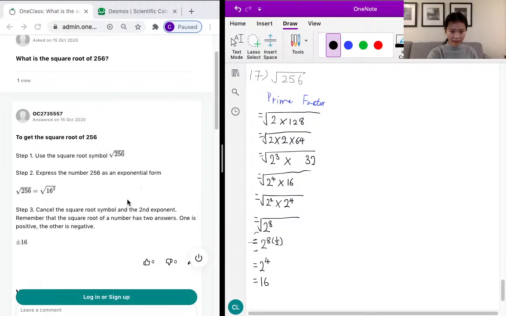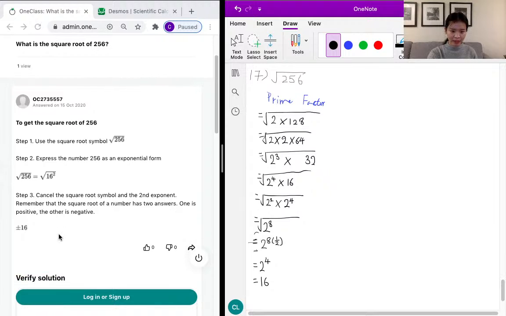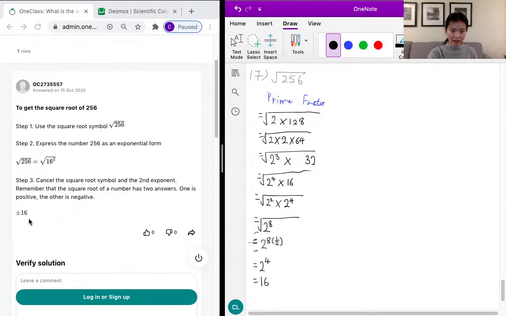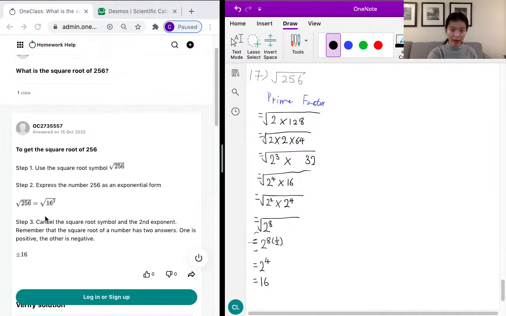All right. So the sample solution just stated that the square root of 256 is 16, and they probably just memorized it because 256 is a perfect square. And they said that the square root can be positive 16 and negative 16. I guess we can also write it that way.